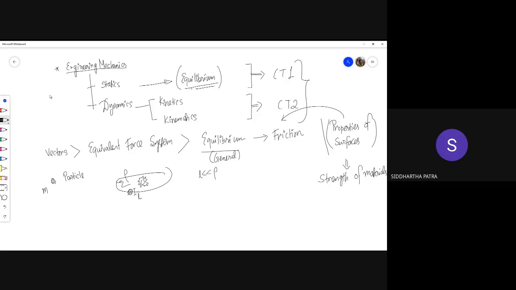In this whole course, we'll be encountering particles, that is objects that we model as dimensionless, and then there is another model called rigid bodies.